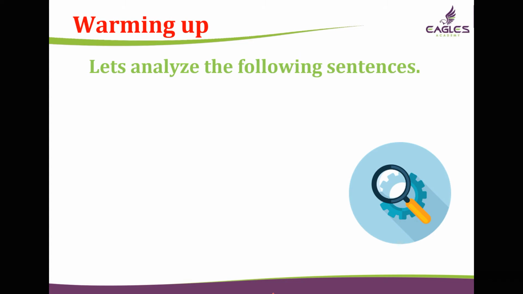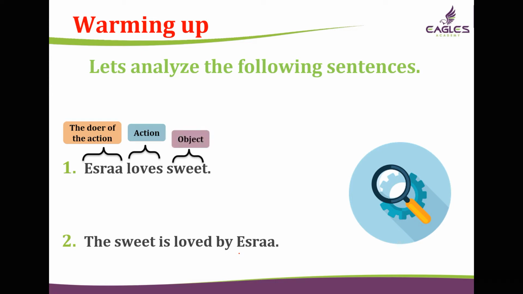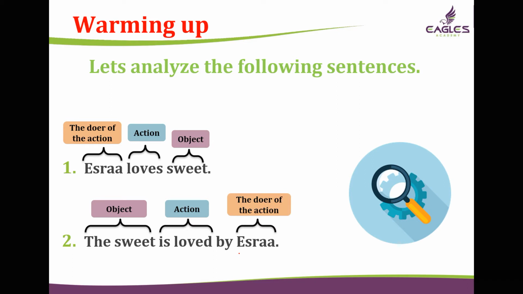Okay, dears, let's analyze these sentences. We have here two sentences. Isra loves sweets. The sweet is loved by Isra. So the doer of the action is Isra, the subject is Isra, loves is the action or the verb, sweet is the object. While in the second sentence, the sweet is the object, is loved. This is the action or the verb. Isra is the doer of the action.